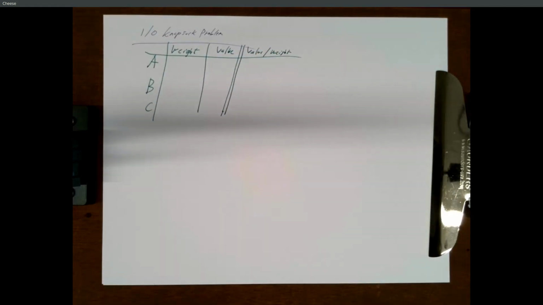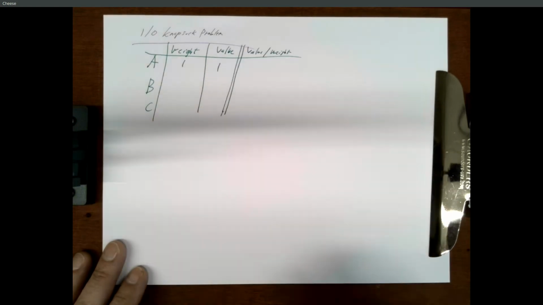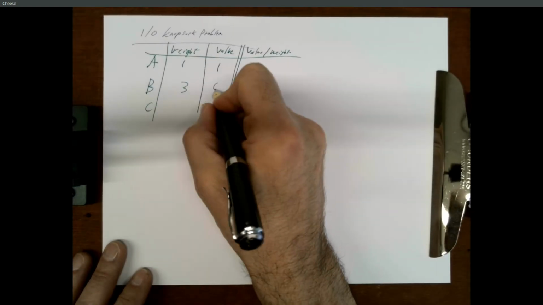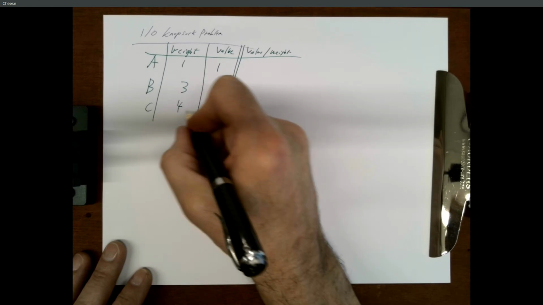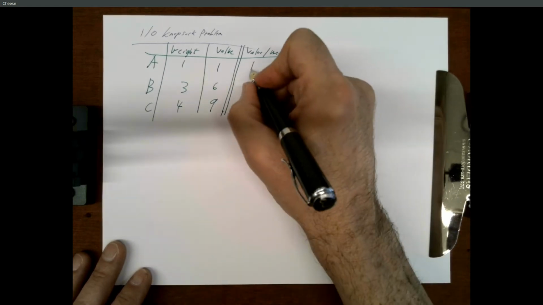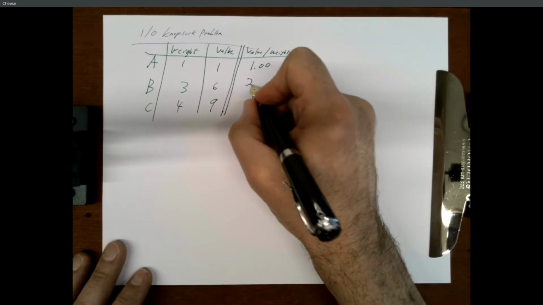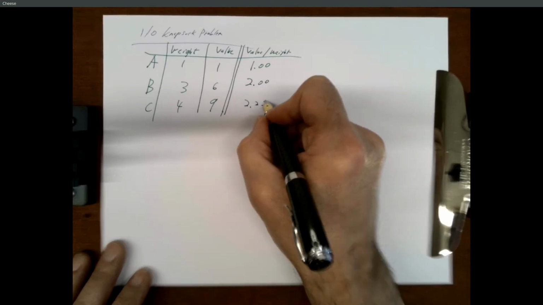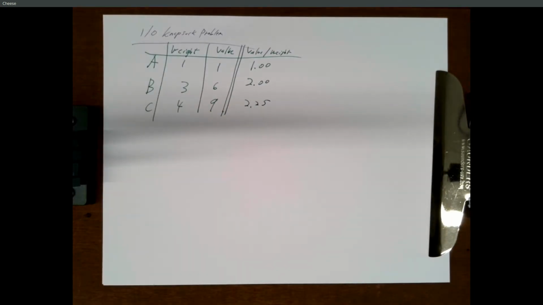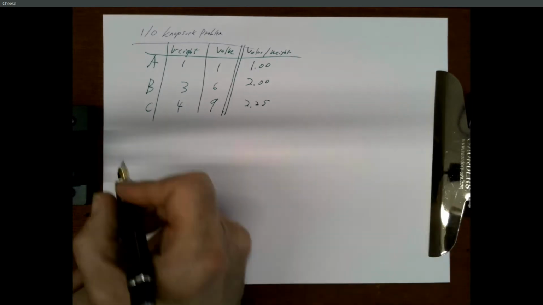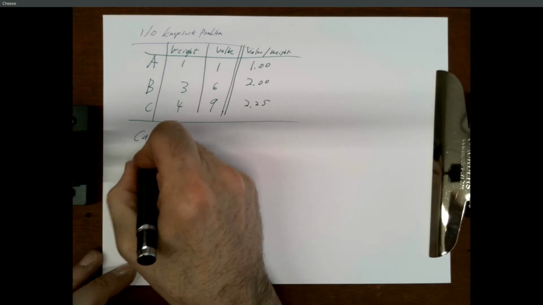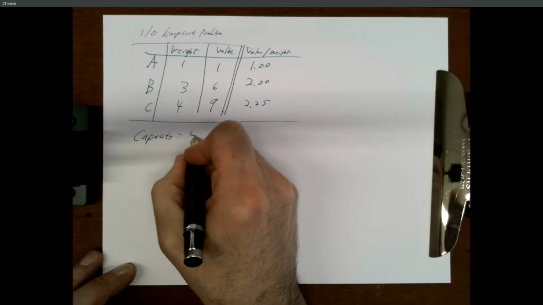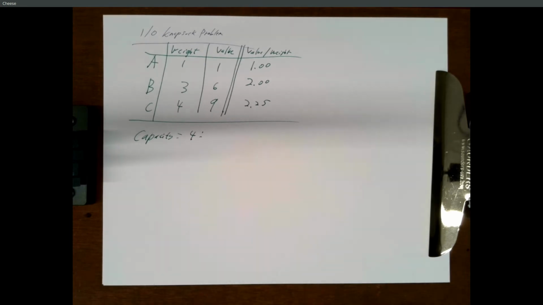So let's say item A weighs 1 pound and is worth $1. Item B weighs 3 pounds and is worth $6, and item C weighs 4 pounds and is worth $9. So this is $1 per pound, this is $2 per pound, this is $2.25 per pound. So C is our most valuable item, and then B, and then A. So suppose our bag can hold 4 pounds worth of stuff.